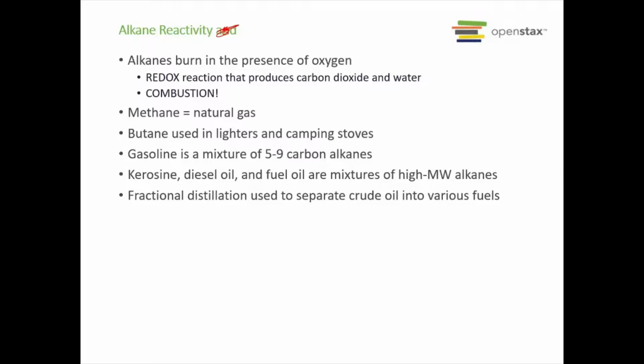Butane is used for lighters, so butane lighters and camping stoves. You can get little butane mini cylinders. If you go camping and you have a little portable gas stove, it's usually butane. Gasoline for our cars tends to be a mixture of 5 to 9 carbon alkanes and other additives. Kerosene, diesel oil, and fuel oils are mixtures of high molecular weight alkanes. And we use what's called fractional distillation to separate crude oil, which is what we get from the ground, from fossils, and that's separated then into various fuels.